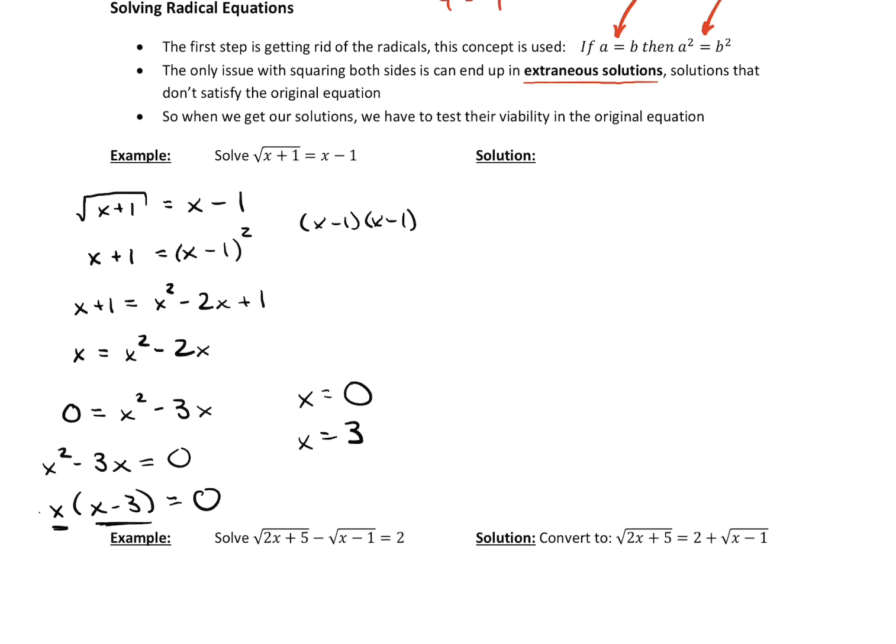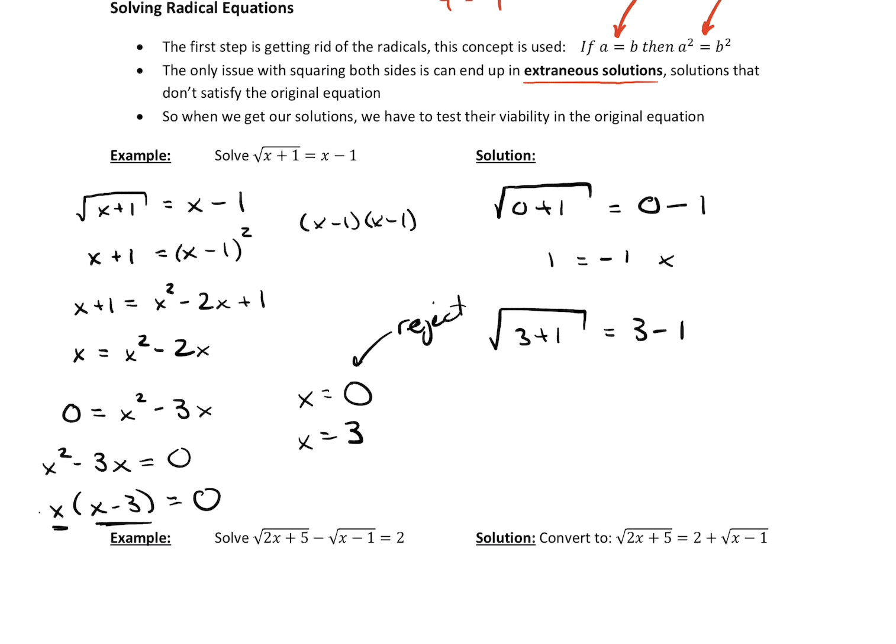So you go back to your original question, and you put in your answers. So for one of them, we had that x was equal to 0. Well, then you have 1 equals negative 1. Is that true? No. So this we reject. It's an extraneous solution. Whereas if we plug 3 in, we get 3 plus 1 should be equal to 3 minus 1. Well, that's root 4 should be equal to 2. 2 equals 2. So this is our only solution, even though x equals 0 existed.